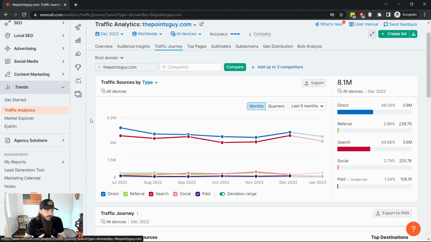So does 48% of the traffic that comes to The Points Guy actually come from folks who are either typing the site directly into the address bar, or I actually think a better term for the direct bucket is dark traffic.